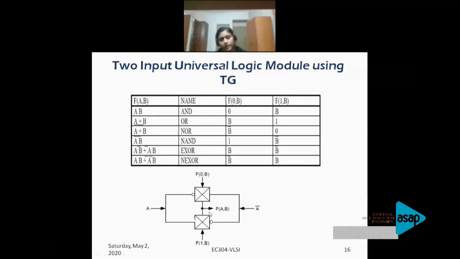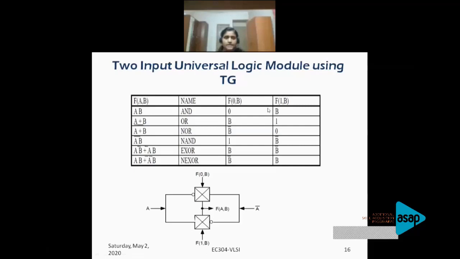Now let's see what output you are getting over here. What is this function? 0 multiplied by A bar plus B multiplied by A. So this f of A comma B is 0 multiplied by A bar plus B multiplied by A, which is nothing but A dot B, which is nothing but the AND function. So similarly, depending upon what value you give for both the inputs, according to this table, you will get this function.